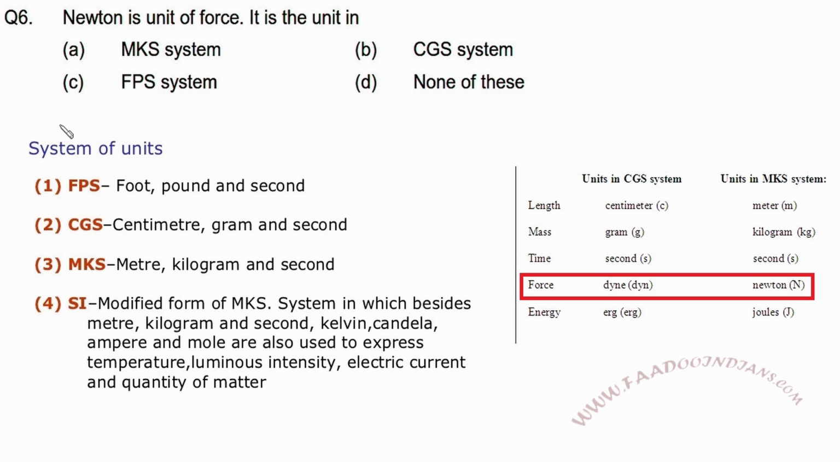So FPS stands for foot, pound, and second. CGS is centimeter, gram, and second, AMKS is meter, kilogram, and second, and standard international. It is just a modified version of AMKS. It just added new items like Kelvin, candela, ampere, and mole to express temperature, luminous intensity, electric current, and quantity of matter. So dyne is the unit in CGS, and in AMKS we have Newton. Therefore, the answer for the sixth question is A, that is AMKS system.